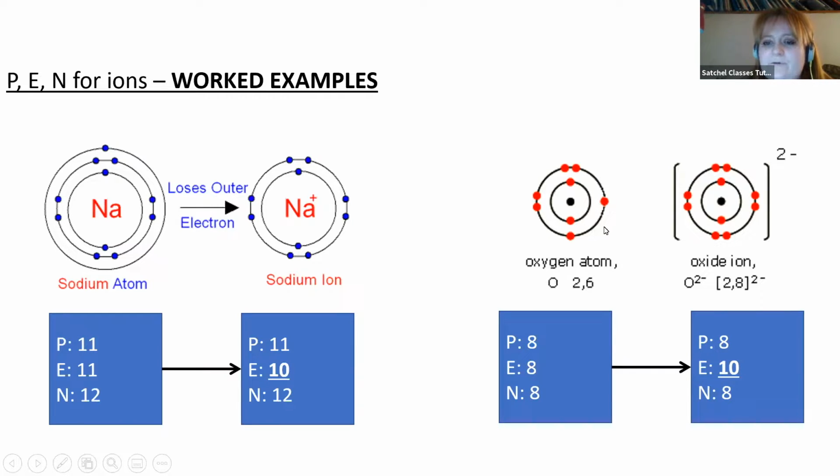To get a full outer shell, it actually needs 2. To lose 6 is harder than to gain 2, so it actually gains 2 electrons.